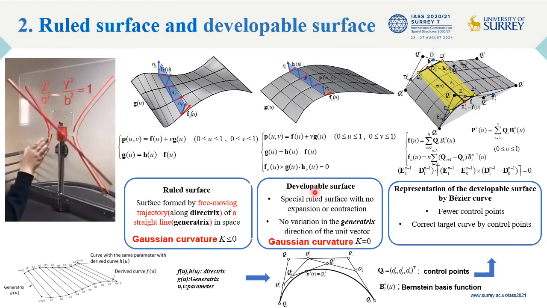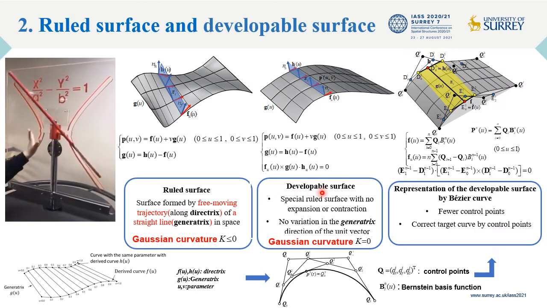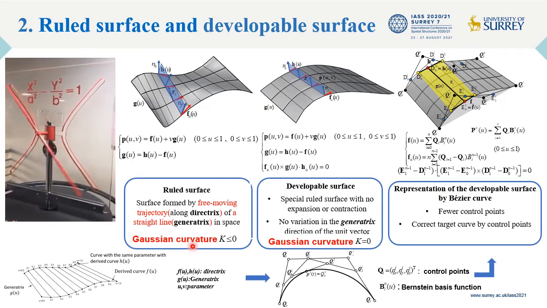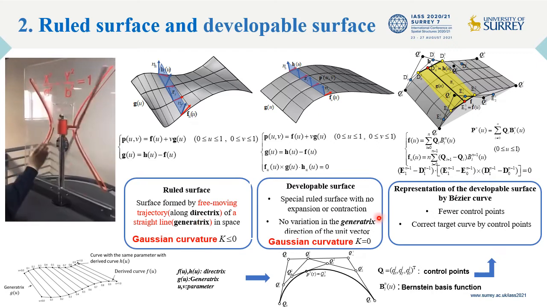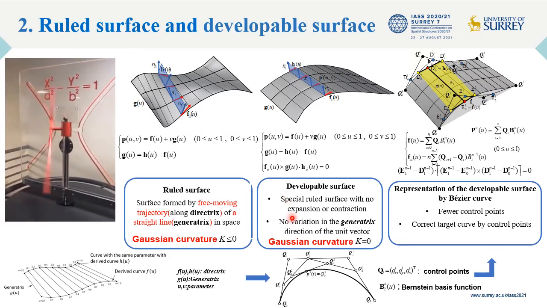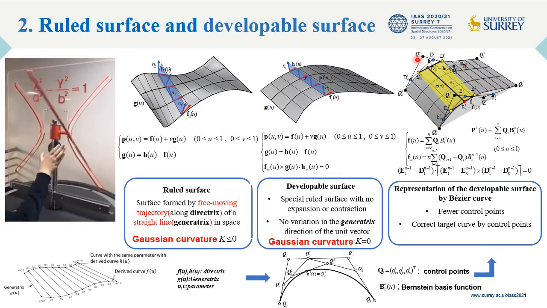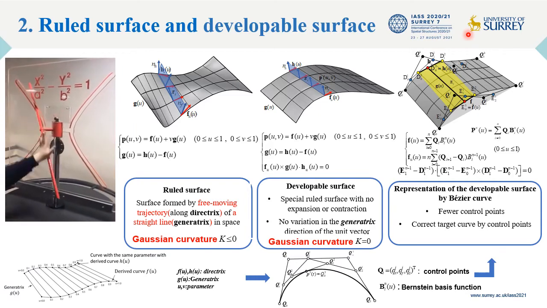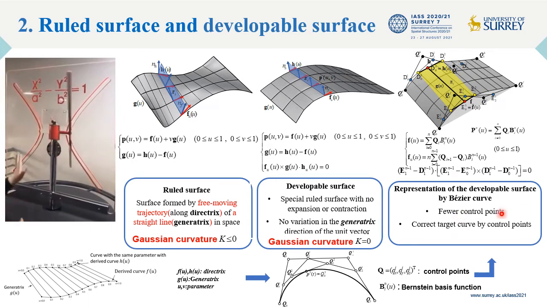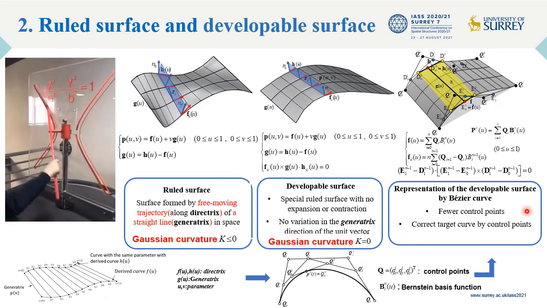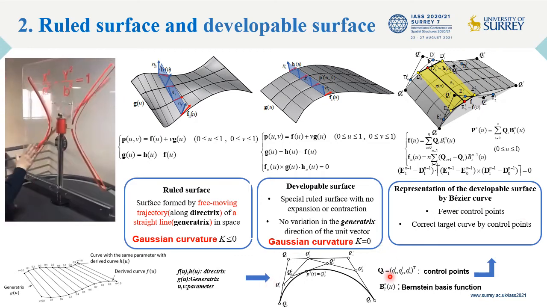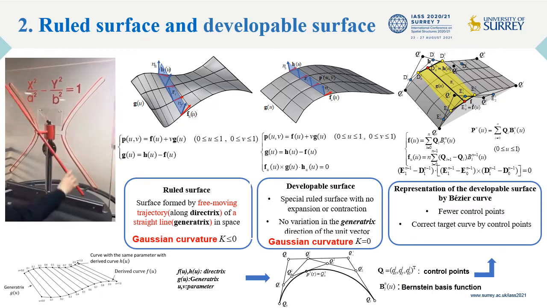Developable surface is a spatial kind of ruled surface. Normally, Gaussian curvature of a ruled surface is less than or equal to 0. When it's equal to 0, the surface is called a developable surface. The two directrices can be represented by a B-spline curve because the B-spline curve has fewer control points. It is easy to adjust the shape. In this study, we use cubic B-spline curve to generate the surface.